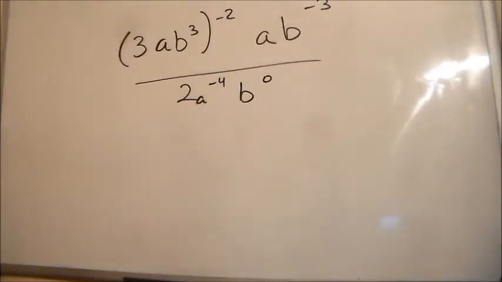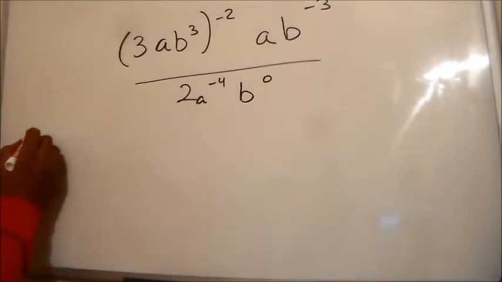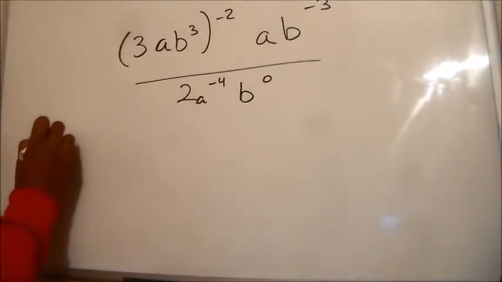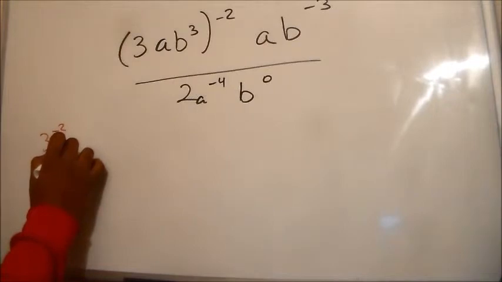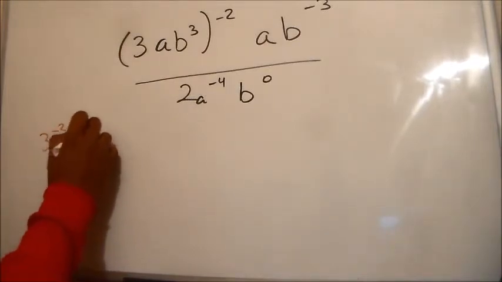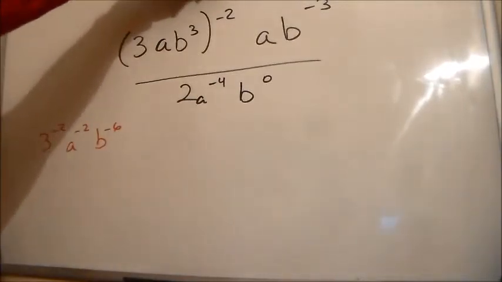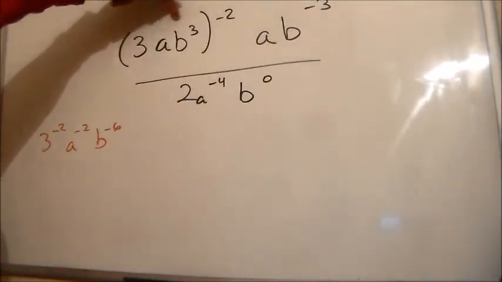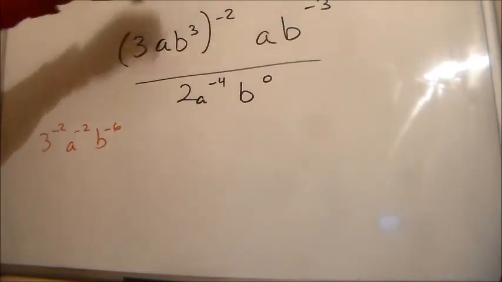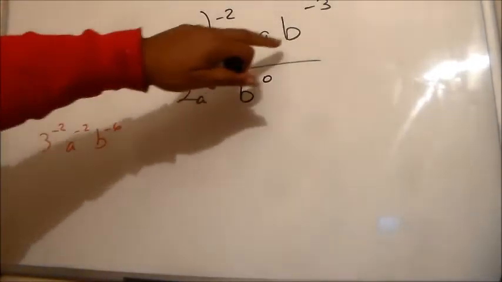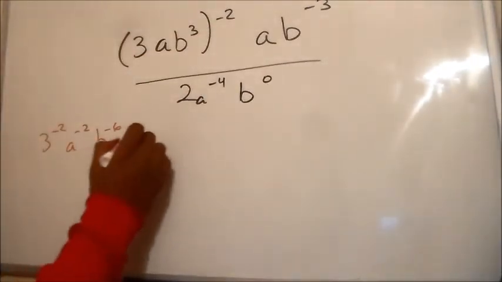Alright, so basically at this point what I'm going to do is distribute, we have parentheses, we're going to distribute that in. And that is going to give us 3 raised to the negative second power, a to the negative 2, b to the negative 6. Can you see the negative 2 attached to this? It attaches to everything in the parentheses. And then we'll still have our a b to the negative 3 up top.